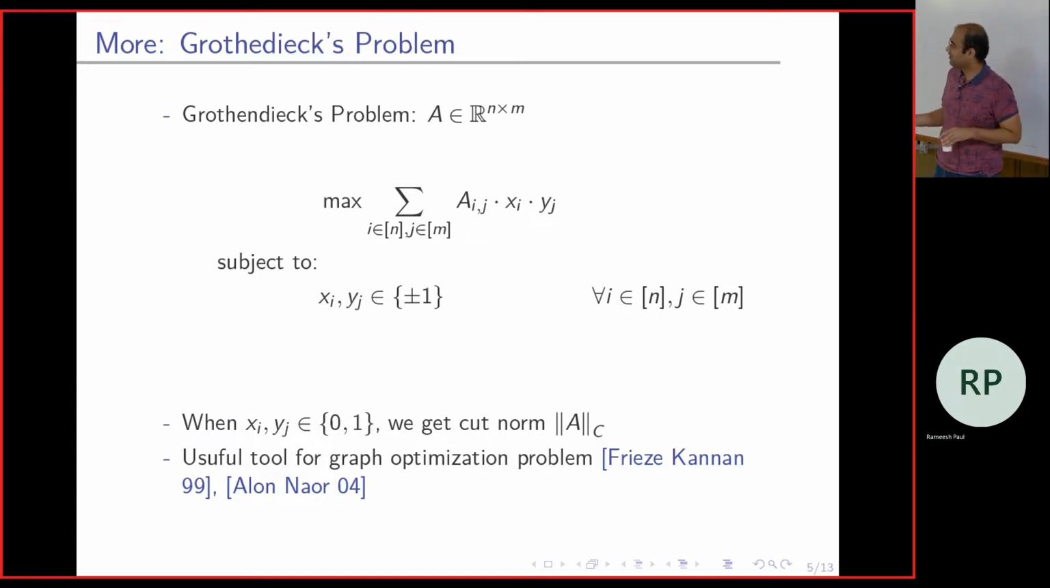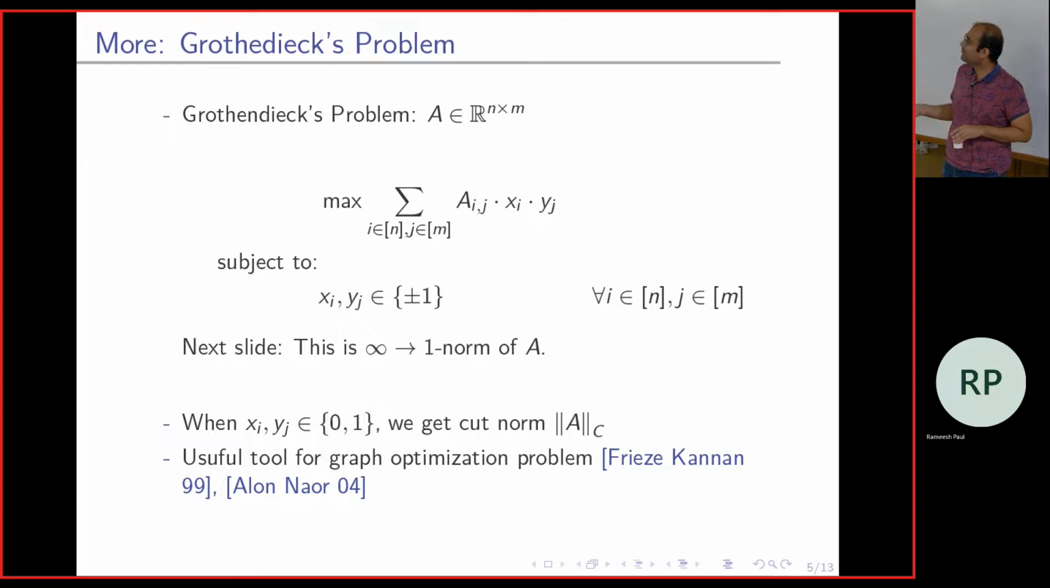And Alon and Naor basically showed how to use these Grothendieck problem approximations to get a good approximation to the cut norm and then make everything algorithmic. So Frieze and Kannan's algorithm works for when entries are minus 1 to 1, and they basically showed how to do it for every matrix, and that's the concept. Now, as I said, we'll show in the next slide that this is actually the infinity to 1 norm of K.